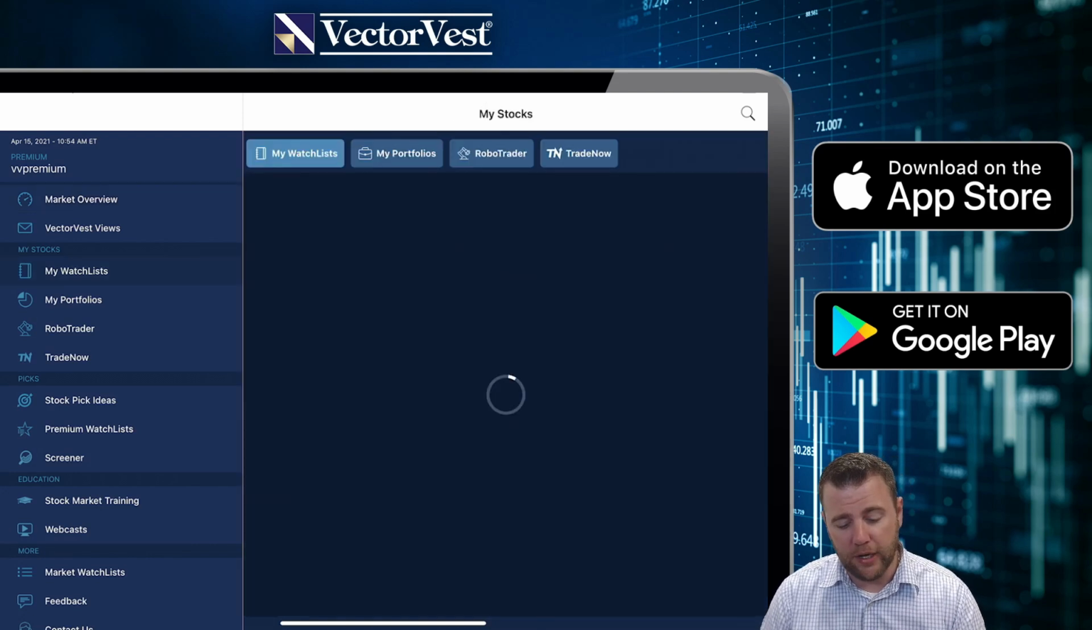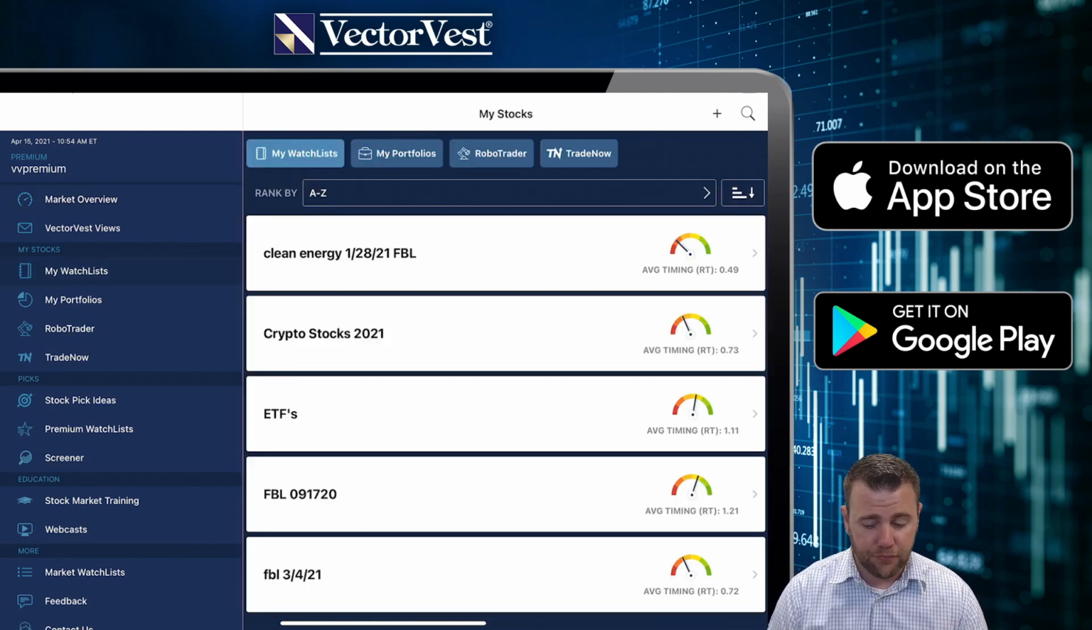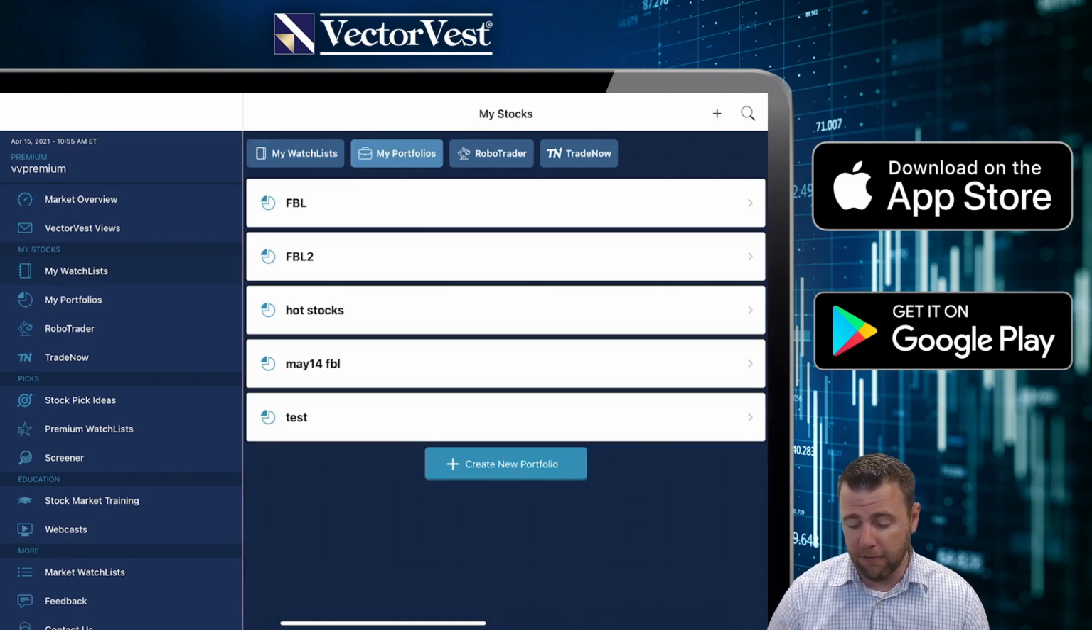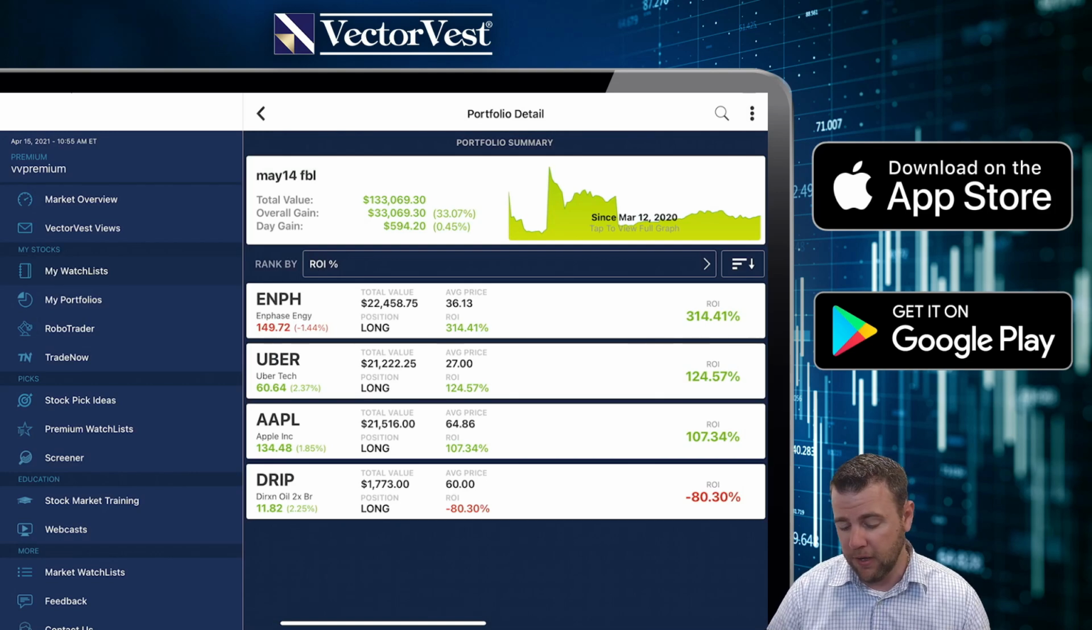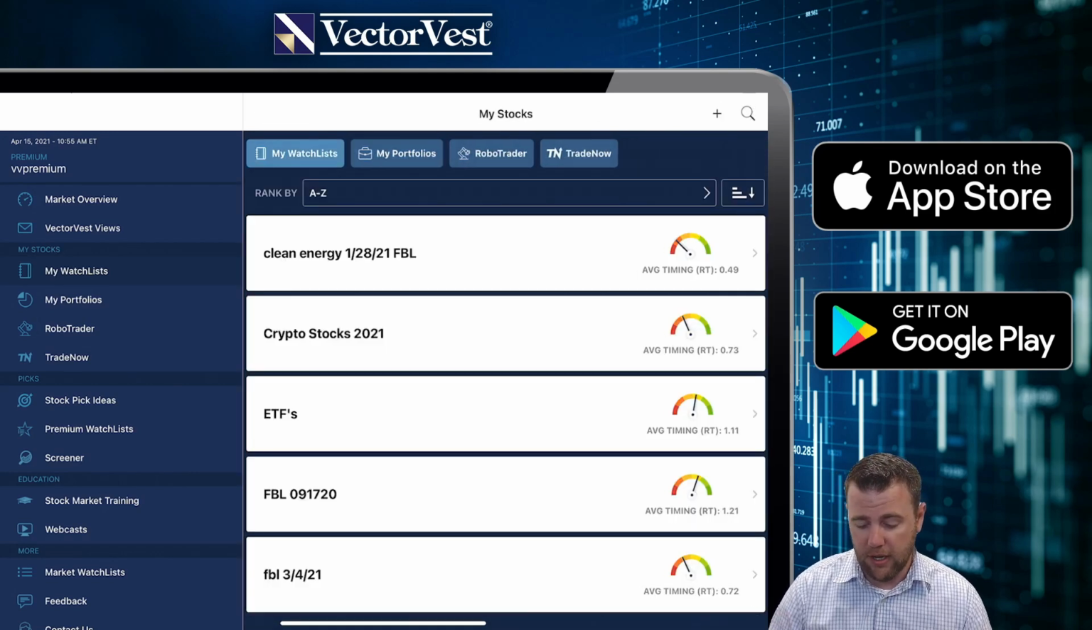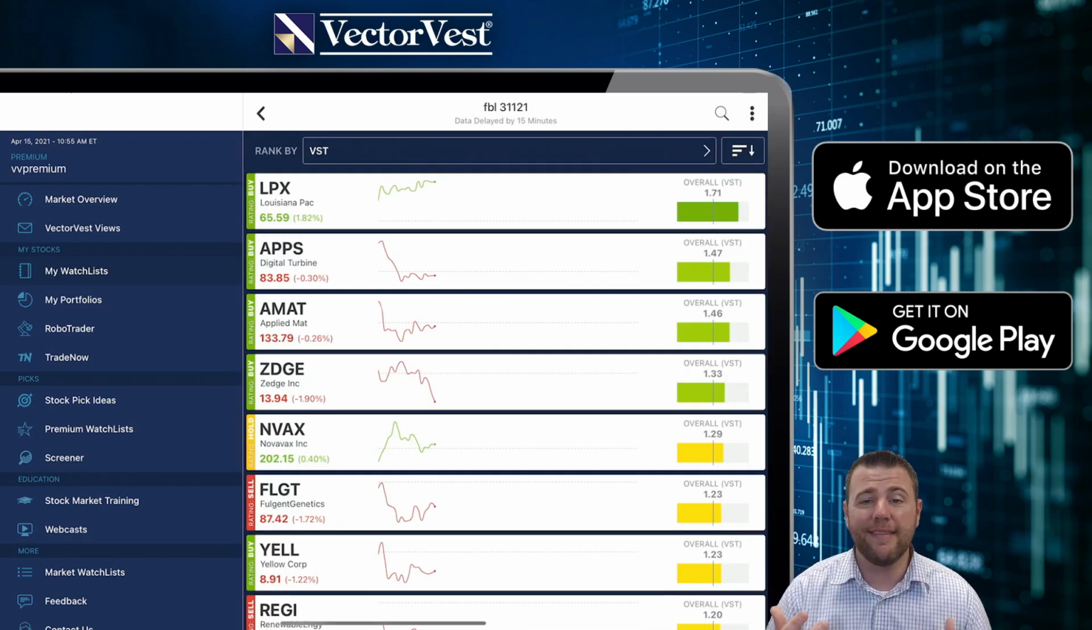So if we click on My Watch List, for example, you can see what you'll notice with the mobile app as well. You get your watch list here, but at the top of the screen, you now have the My Watch List, My Portfolios. So all those sections can be found right there again. So we can jump from My Watch List back to My Portfolios, pull up your portfolio. Okay, we see what that's doing. Let's go back to My Watch List. Let's go look at this watch list. So it's an ease of access.